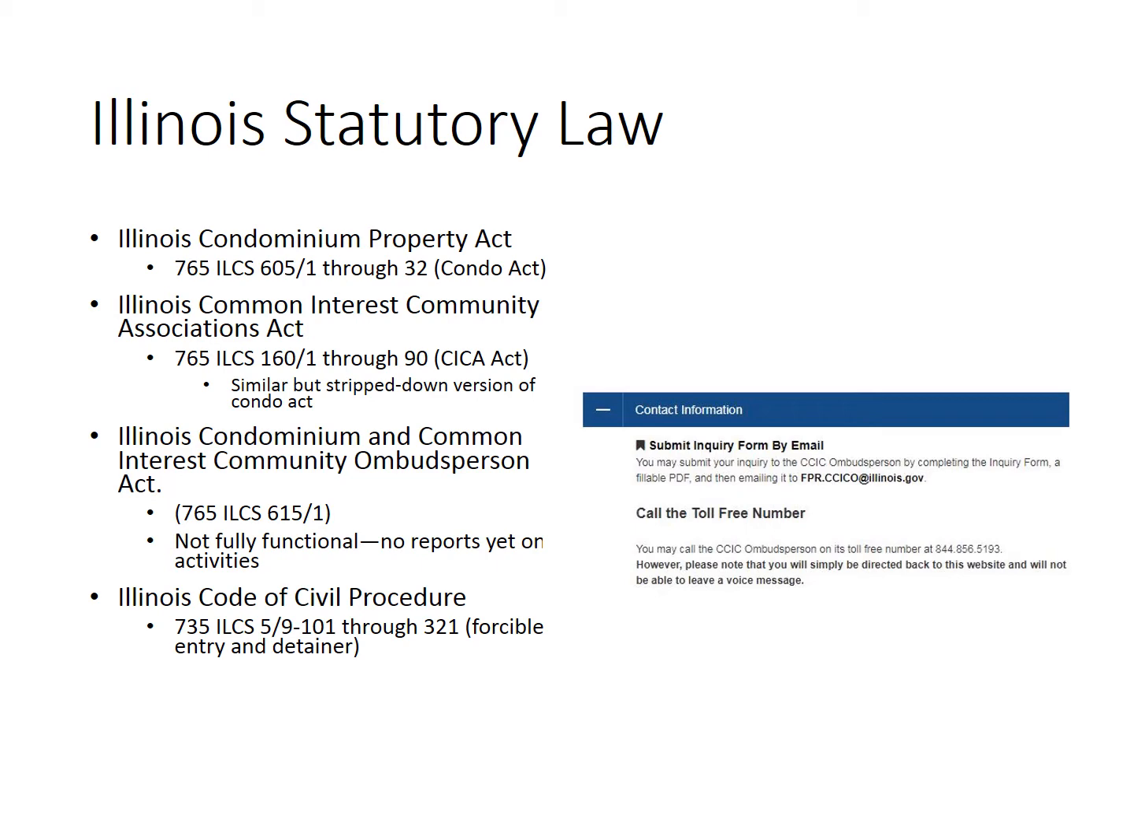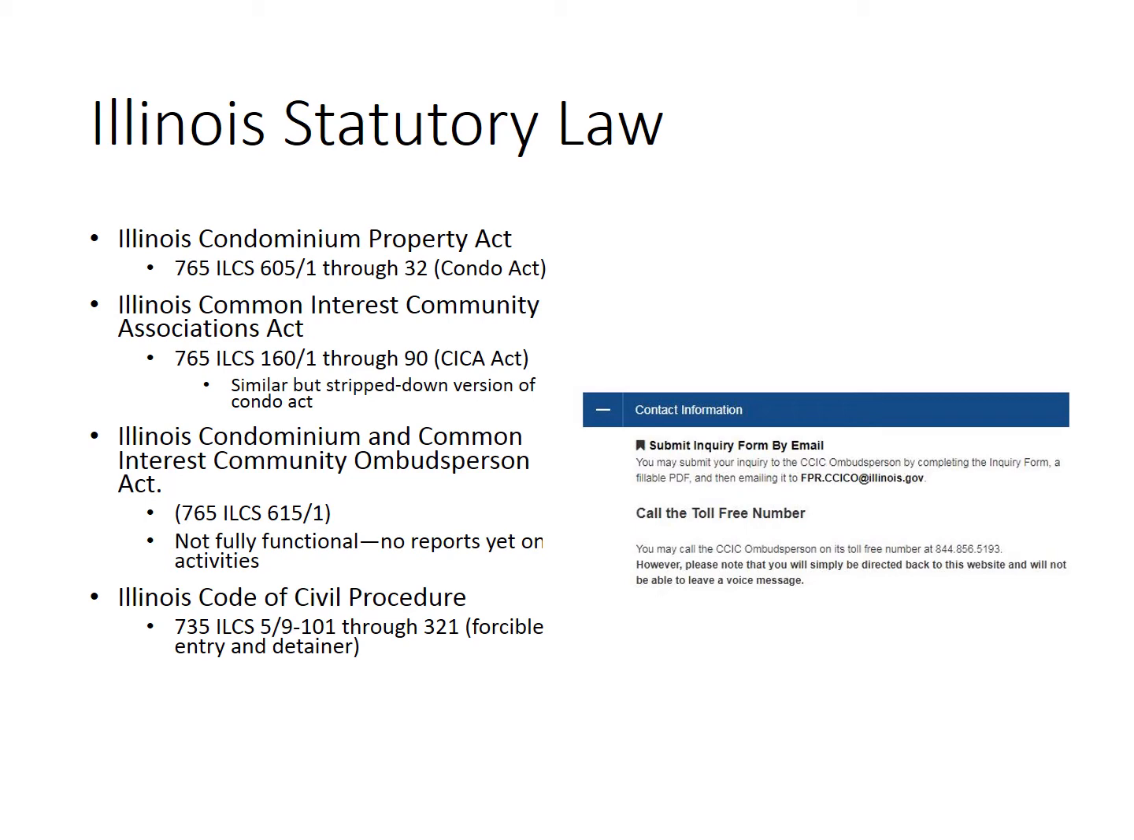Some people think that it really was drafted too hastily and not given sufficient thought. But in any event, I think you'll get the basics. There's more detail in the Condo Act. And so I think it'll be adequately covered. The basic concepts will be covered. But understand, if you're dealing with a non-condo act, you want to check the Community Associations Act, and that citation is there as well. Third, there's another piece of legislation called the Illinois Condominium and Common Interest Community Ombudsperson Act.